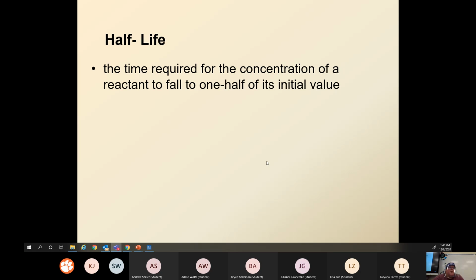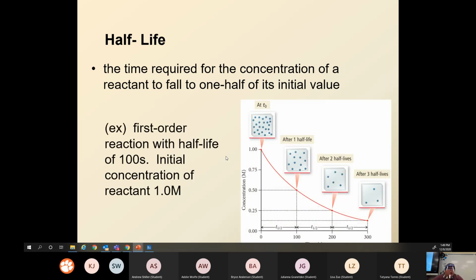But half-life, remember, is the time required for the concentration of a reactant to fall to 1/2 of its initial value. So if you start with 100 grams, it's how long it takes for half of it to decay. So you would end up with 50 grams. If it goes through a half-life again, the 50 would be cut in half to the 25, and so on and so forth. And like I said, half-life is always going to be first order for you guys.